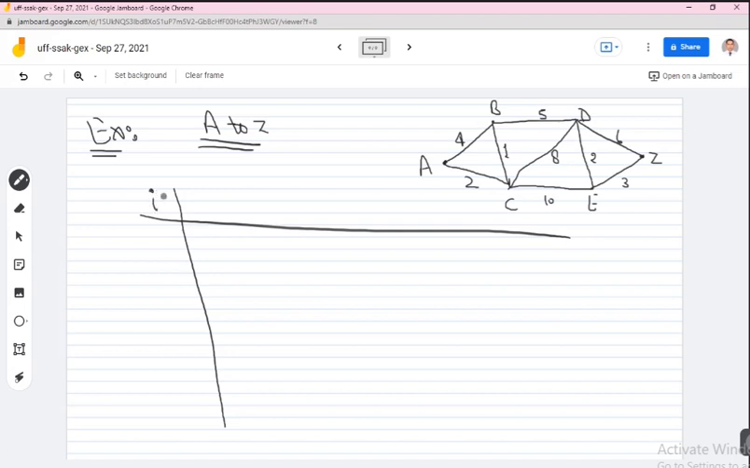Here, the vertices are A, B, C, D, E and Z. There are 6 vertices, numbered 0, 1, 2, 3, 4. Okay, it will be a square matrix.